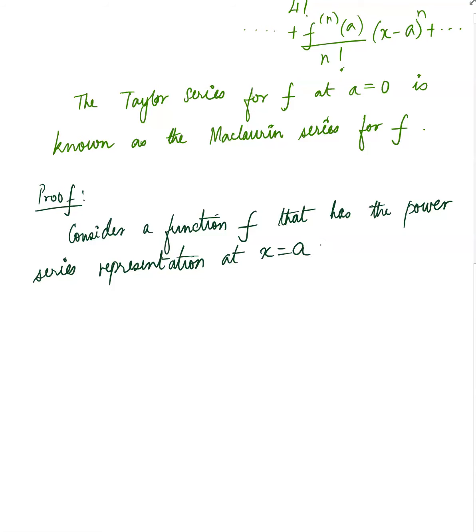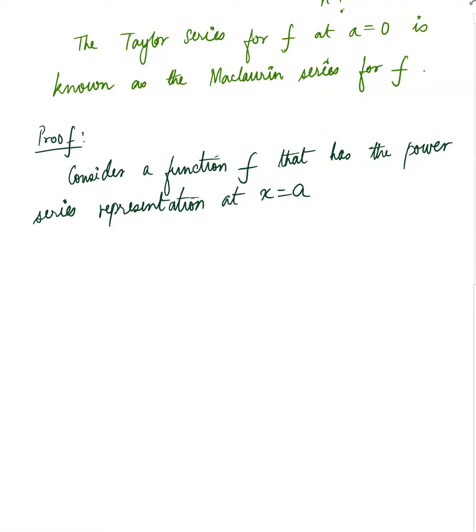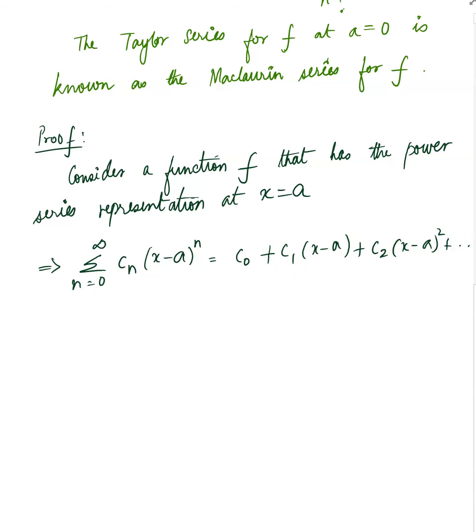So we begin with a function that has a power series representation at x equals a. If you began with that assumption, then you know that if you wrote your series as the sum of Cn times x minus a to the power n, it expands like this: C0 plus C1 times x minus a plus C2 times x minus a the whole squared, and so on.